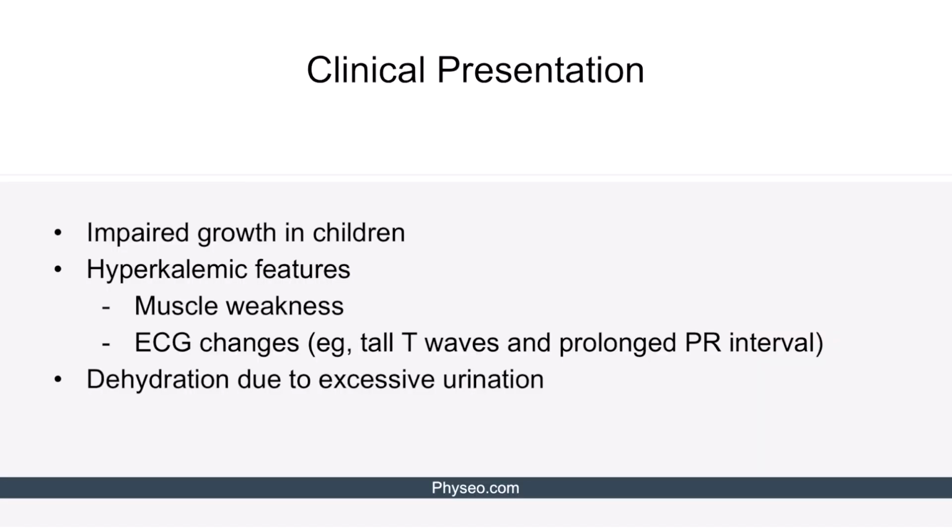All right, moving on to the clinical presentation. Children usually present with impaired growth. Other findings include hyperkalemic features like muscle weakness and ECG changes, such as tall T waves and a prolonged PR interval. Patients may also present with dehydration due to excessive urination.